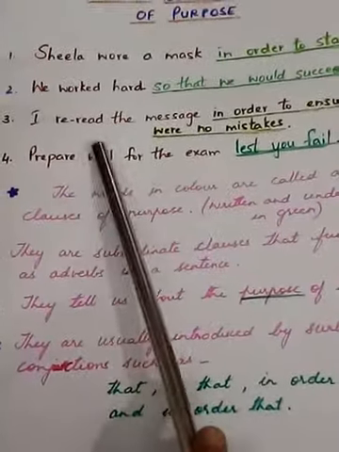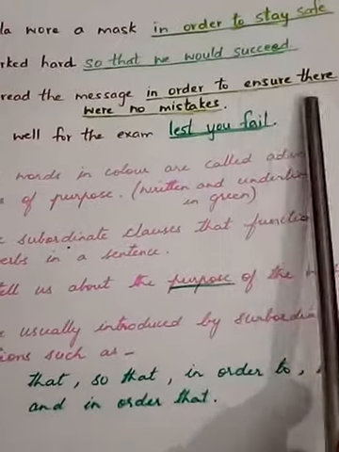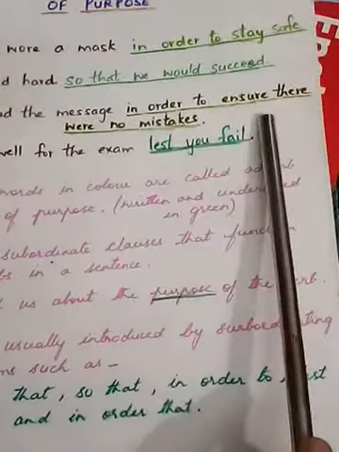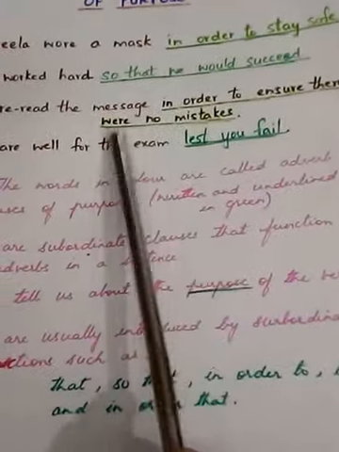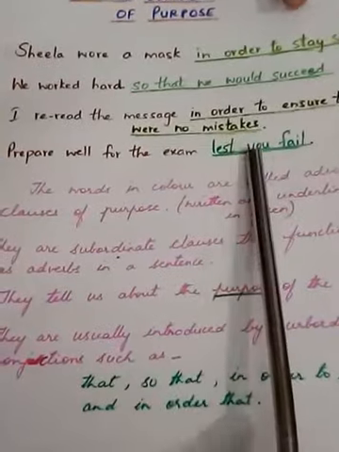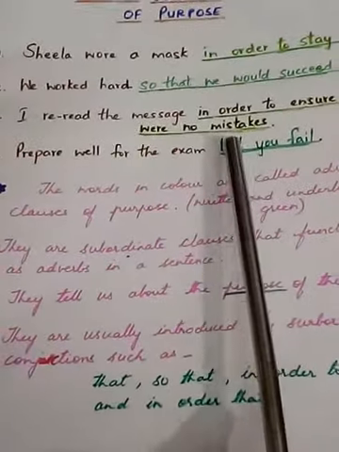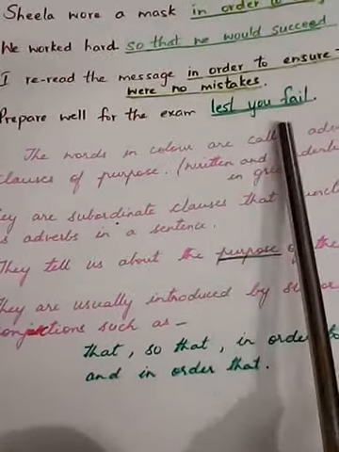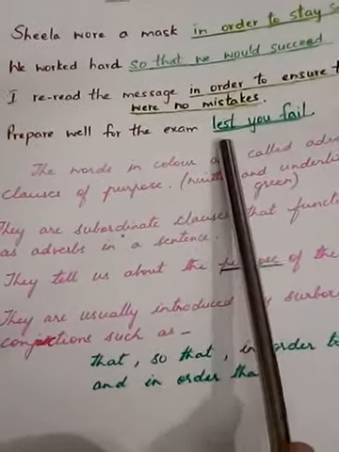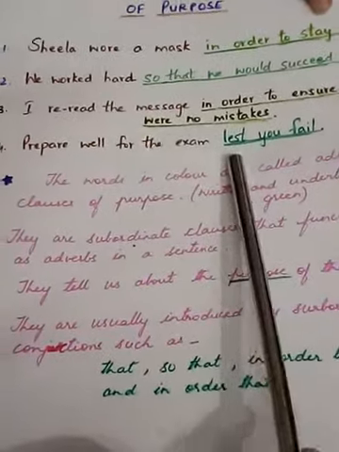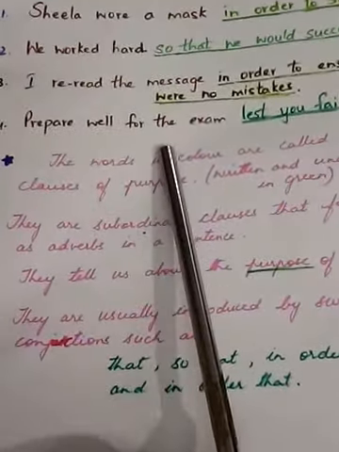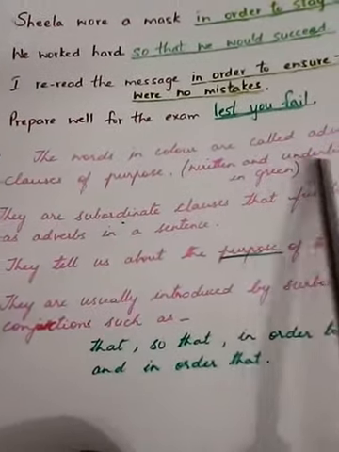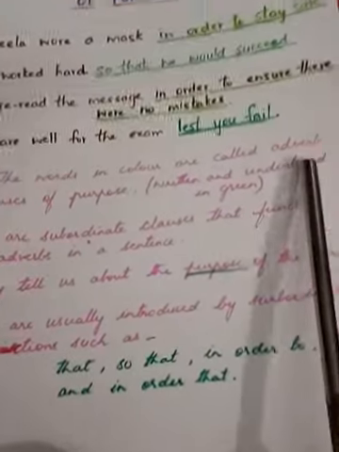Yes, I reread the message in order to ensure there were no mistakes. Why did I reread the message? In order to ensure there were no mistakes. So the purpose is being given here. The purpose that has been given, that is called the adverb clause of purpose. Prepare well for the exam lest you fail. What is the meaning of lest here? It means or else, otherwise. So why should you prepare well for the exam? Lest you fail.